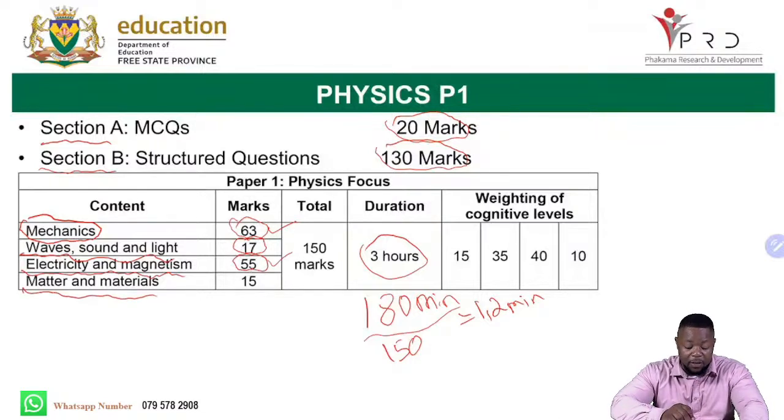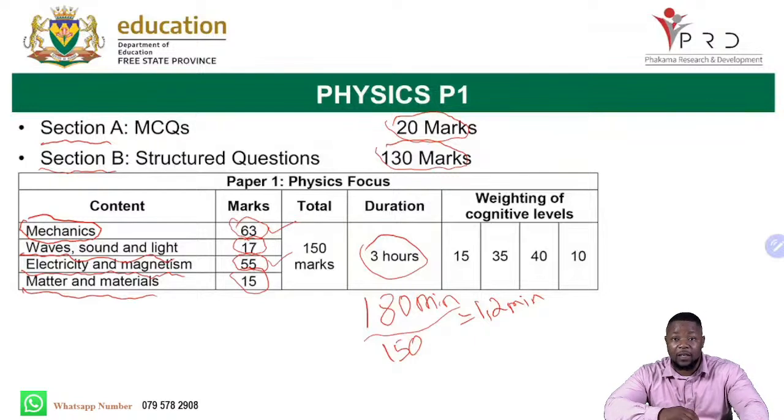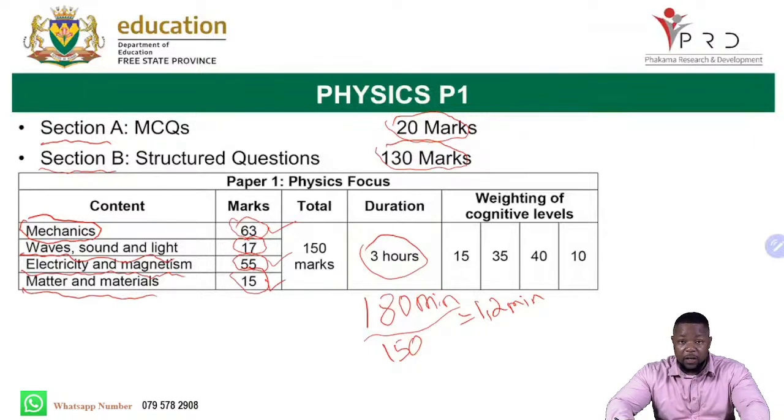Under matter and materials, we have the photoelectric effect, which is allocated only 15 marks. So prepare wisely by looking at the marks that are allocated for each and every section as you are going to write tomorrow.